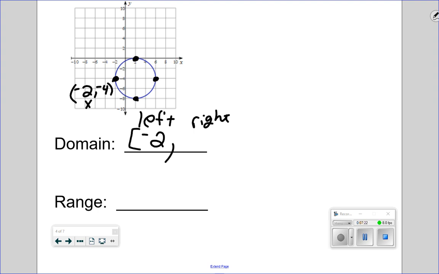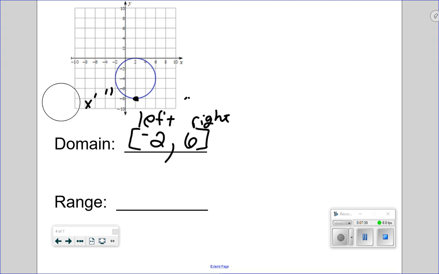Then we go and we look for the rightmost point. That point is right here. That point is 6, -4. Again, only concerned with the x values when we're talking about domain. My biggest x value is 6. And we use a bracket to include both of them.